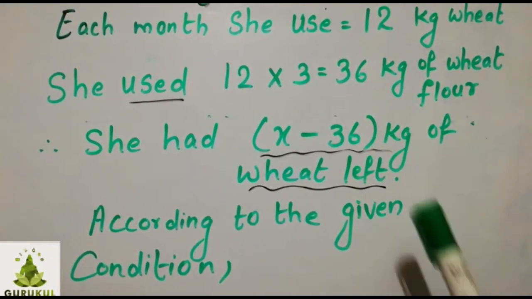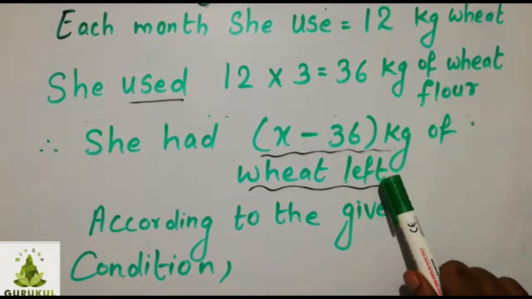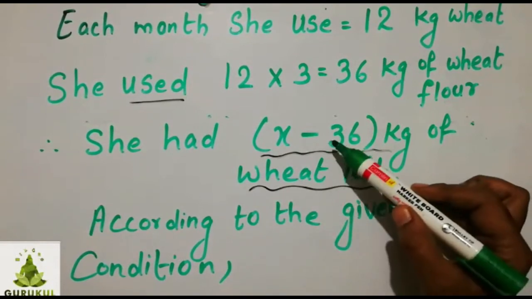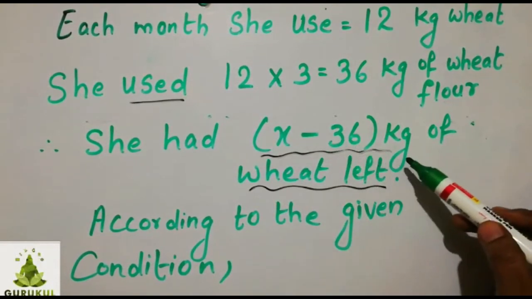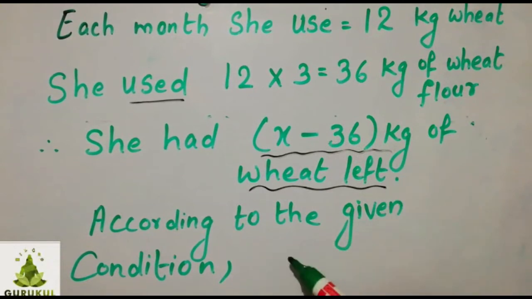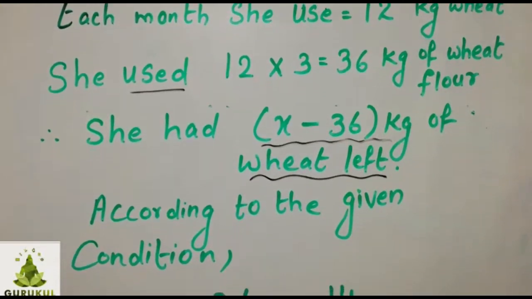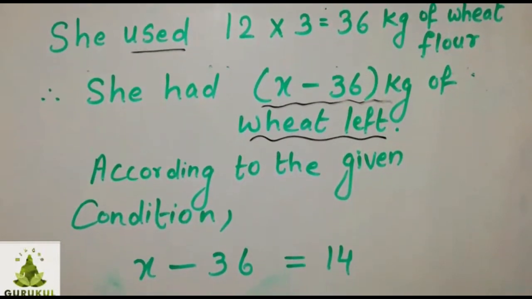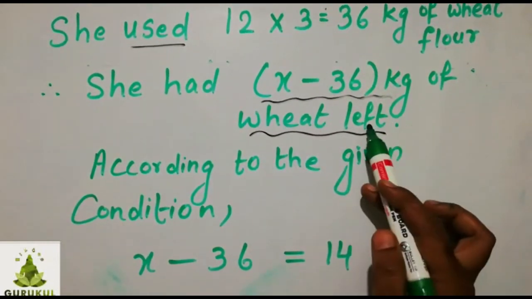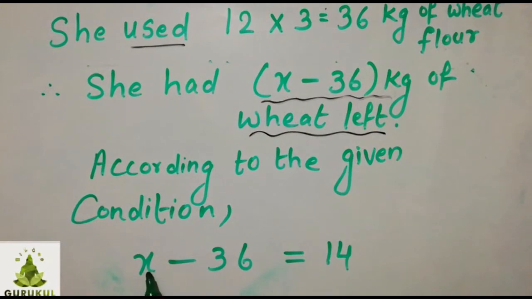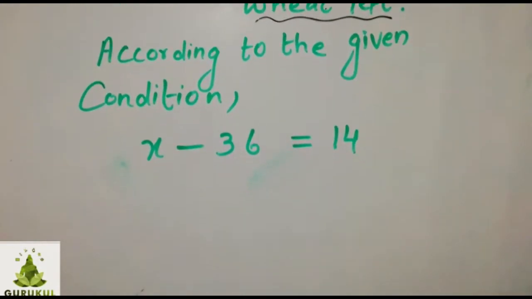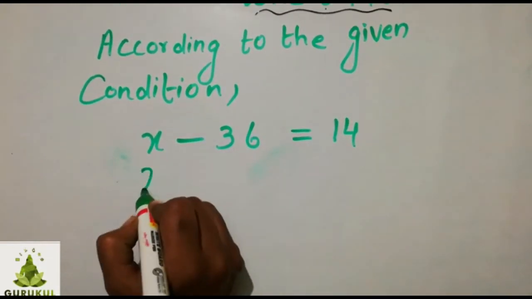After using 36 kilograms of wheat, this much is left over. According to the given condition, 14 kilogram is left over. That means X minus 36. This much was there with her, she used up 36 kilogram, and what is remaining is 14. So according to the given condition, you got the equation. Now you have to solve this equation and find the value of X.